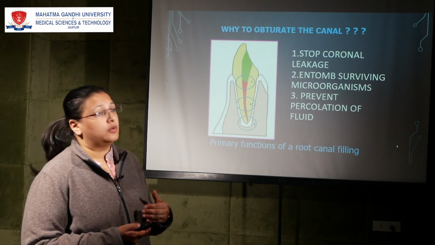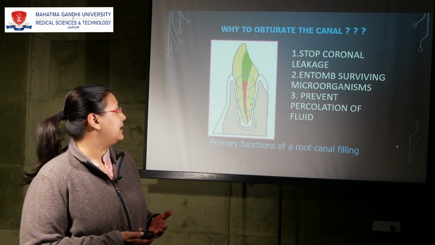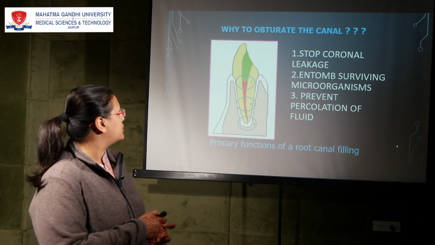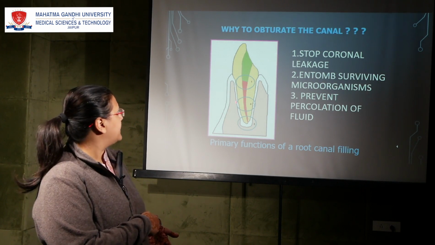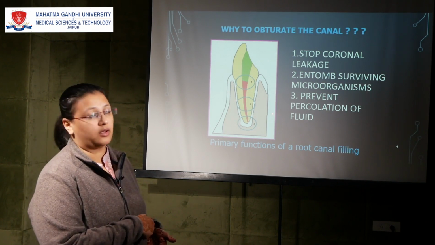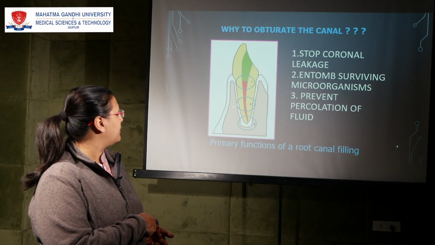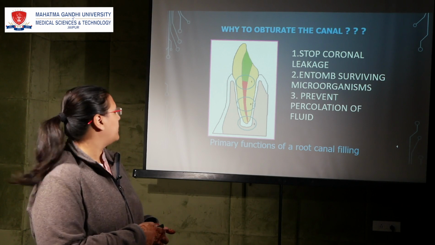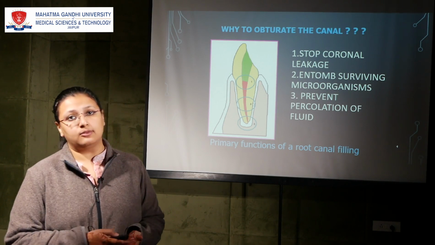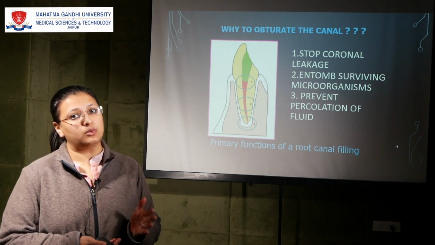Now, why do we obturate the canal? Basically, there are three reasons. First, we should stop the coronal leakage. Secondly, we should entomb all the microorganisms within the root canal system. And third, so as to prevent the percolation of fluid from the apex. So, these are the primary functions of the root canal filling.